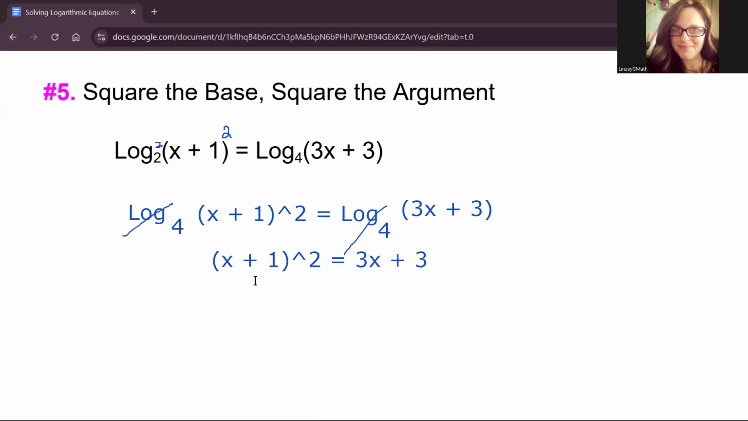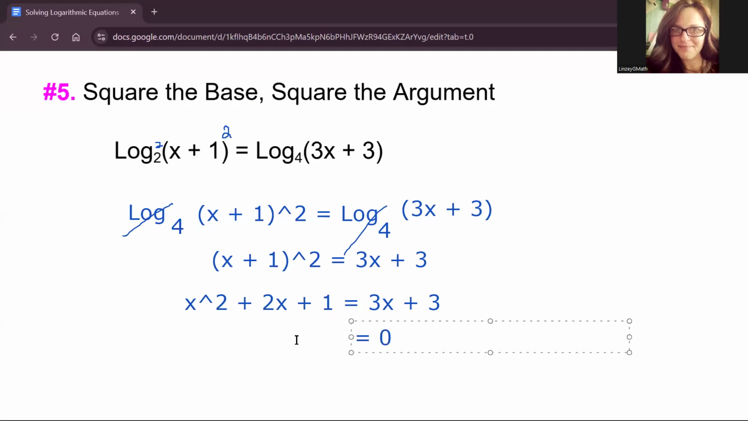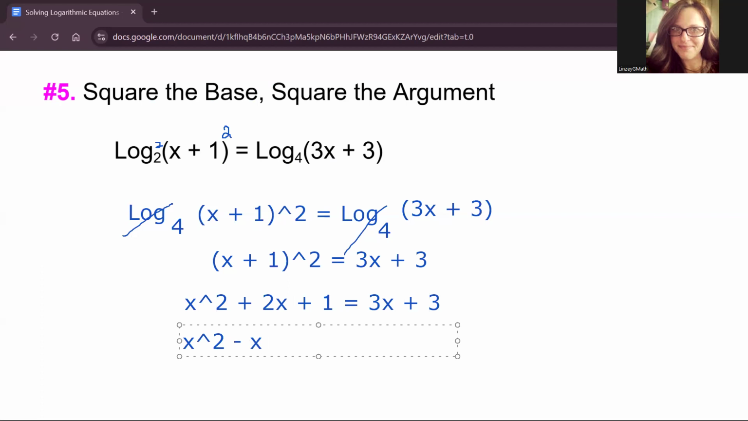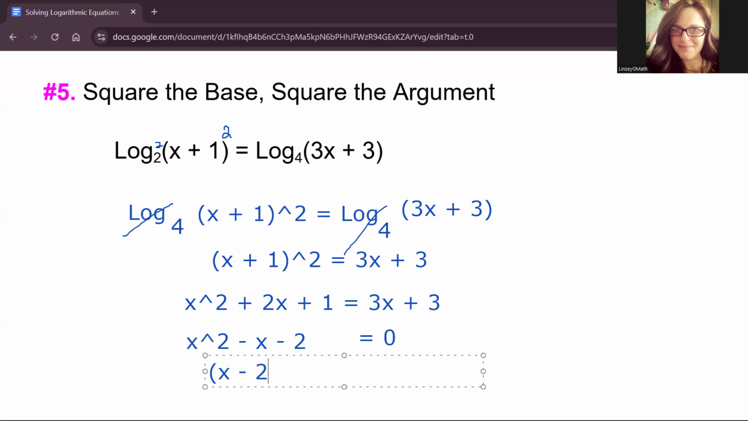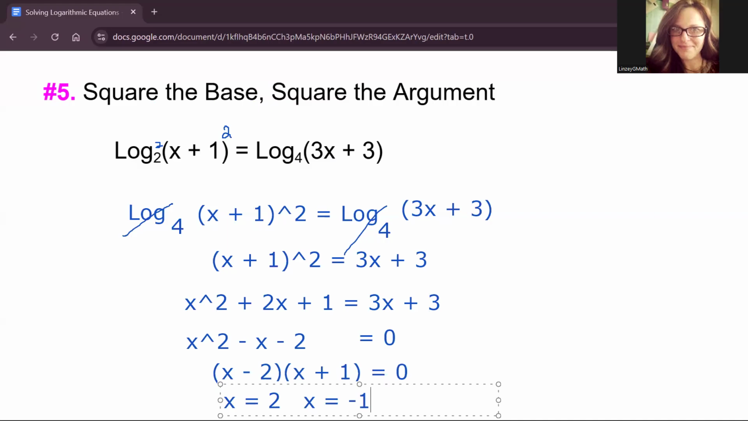I'm going to square x plus 1, or FOIL it out. We get x squared plus 2x plus 1. And now I'm going to get 0 on this side. We'll subtract 3x and subtract 3. We get minus x and minus 2. And then we'll factor. What multiplies to negative 2 adds to negative 1. And we get x equals 2 and x equals negative 1.